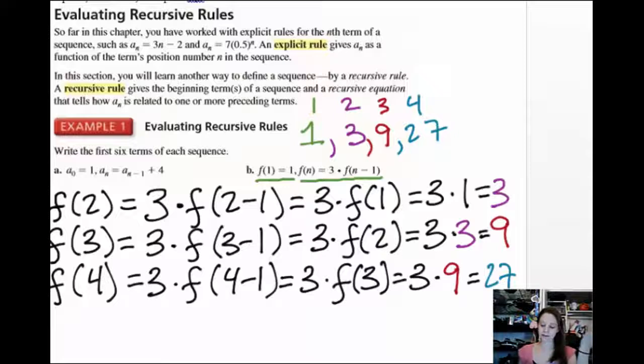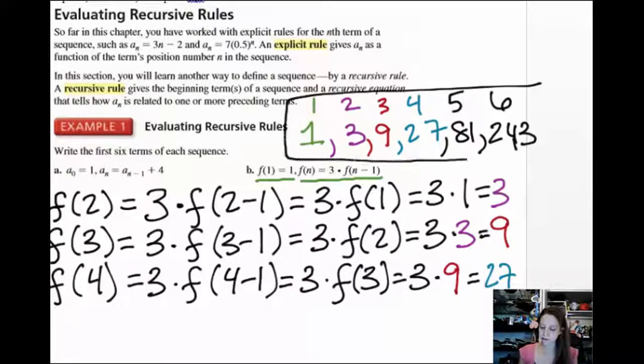And so you can see what's happening is we're just multiplying every term by 3. This is an example of a geometric sequence. And I need my fifth term, which is going to be 81. I just multiplied 27 by 3. And then my sixth term is going to be 81 times 3. So that is going to be 243. Yes, 243. And here I have the first 6 terms of the sequence.